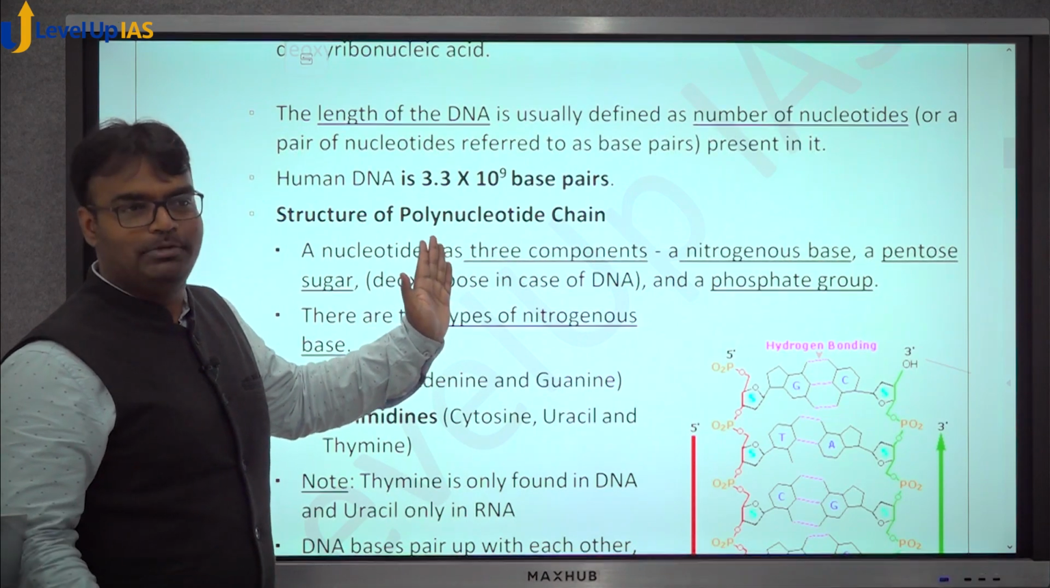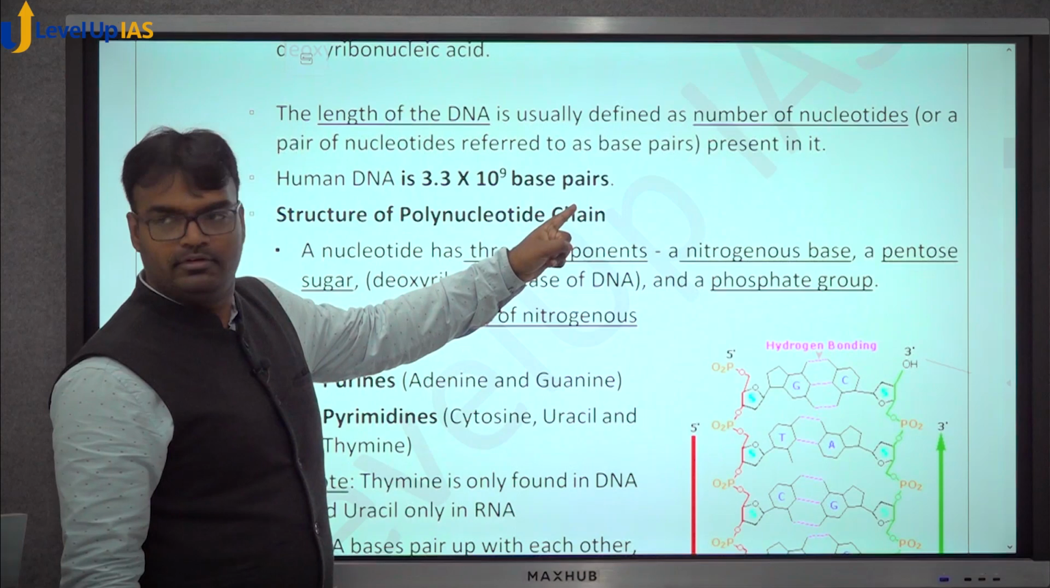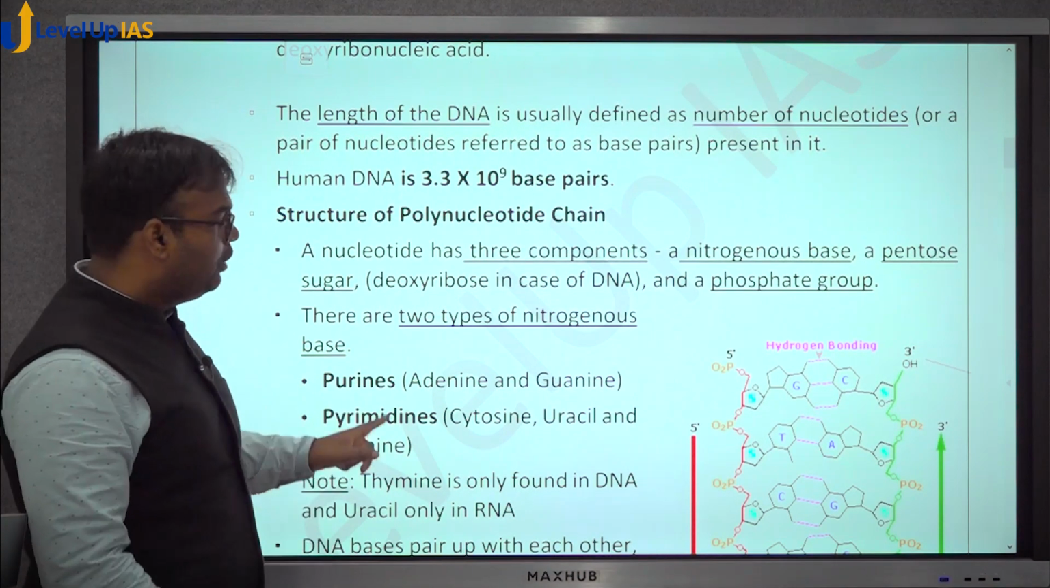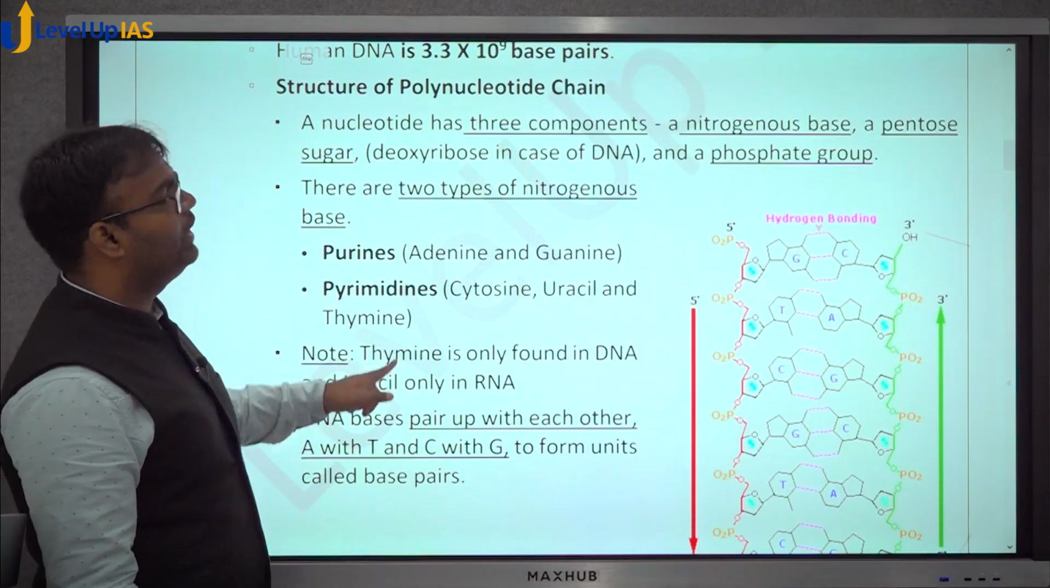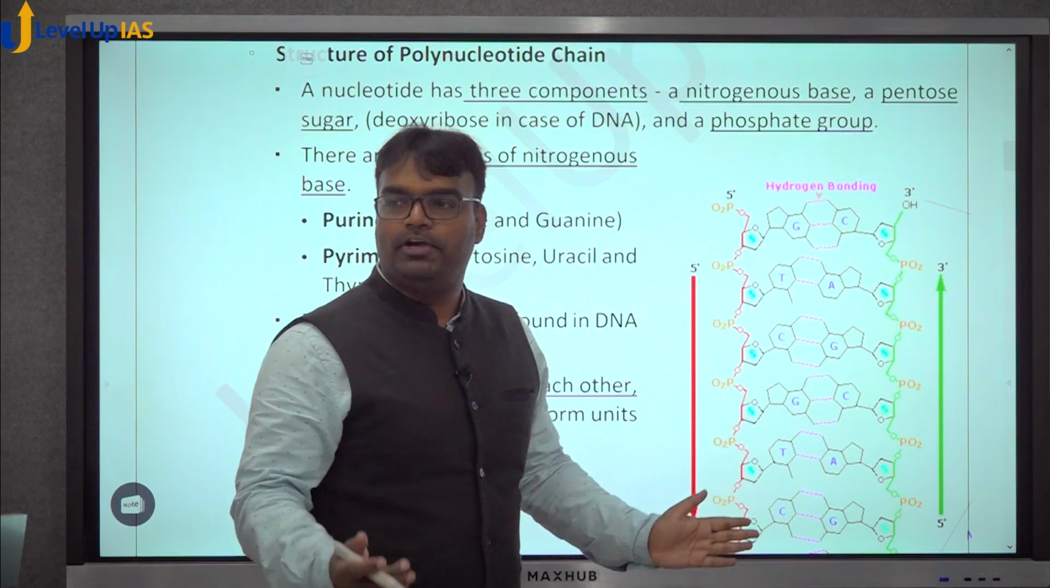You should know what is meant by 5 trillion. Trillion would be 10 raised to 12. So these many base pairs is something that we have. Now, structure of polynucleotide chain. See, this is the same structure that I had simplified for you.